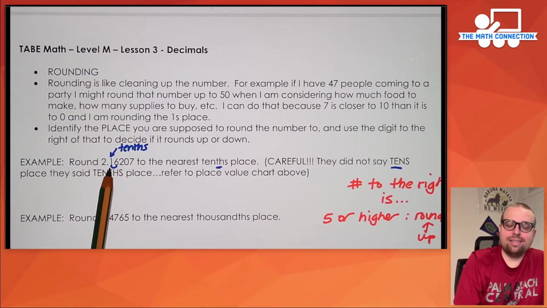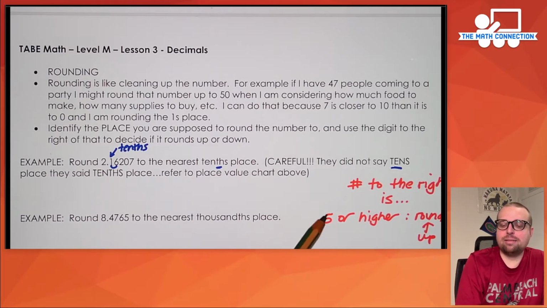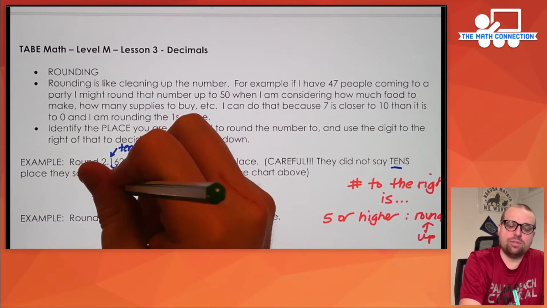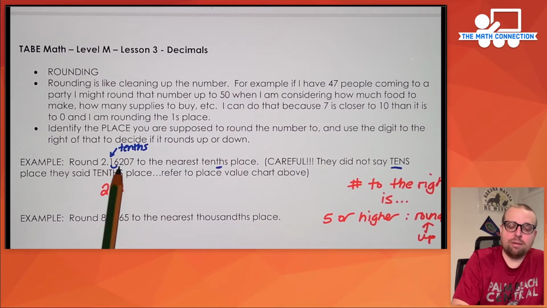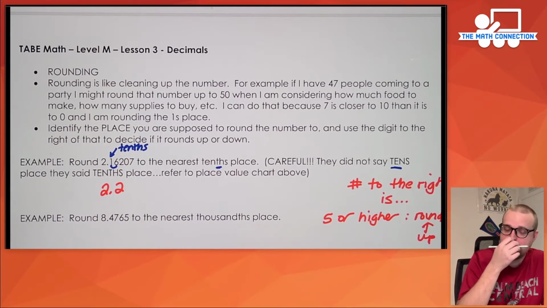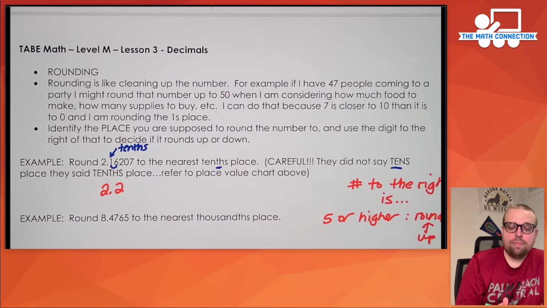We're rounding the tenths place, so let's go to the number to the right, which is a 6. And 6 being greater than 5 means I'm going to round up. So my answer here is going to be 2.2. You take the number that's in the place value and you go up to the next highest digit. That's the gist of it.